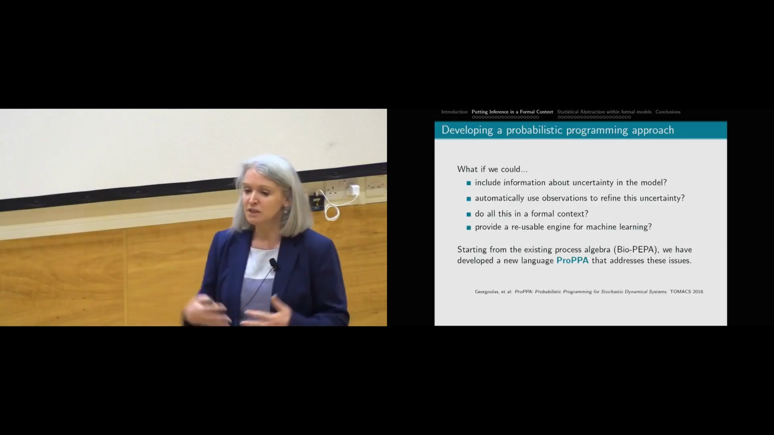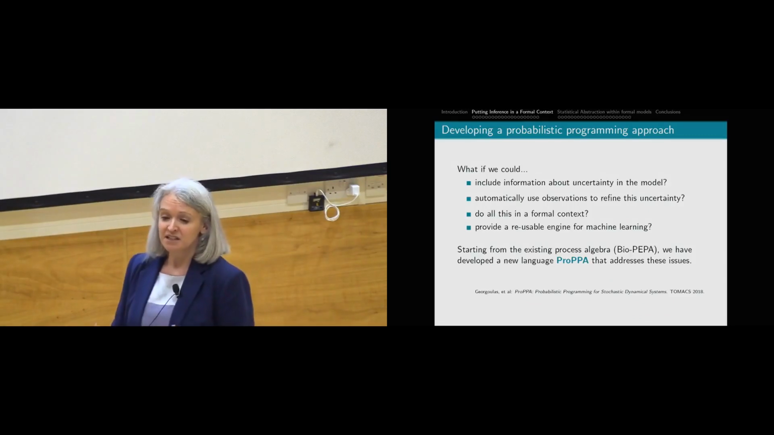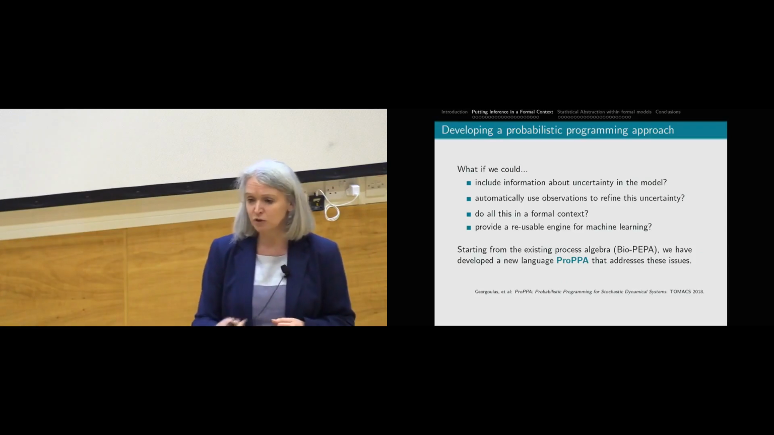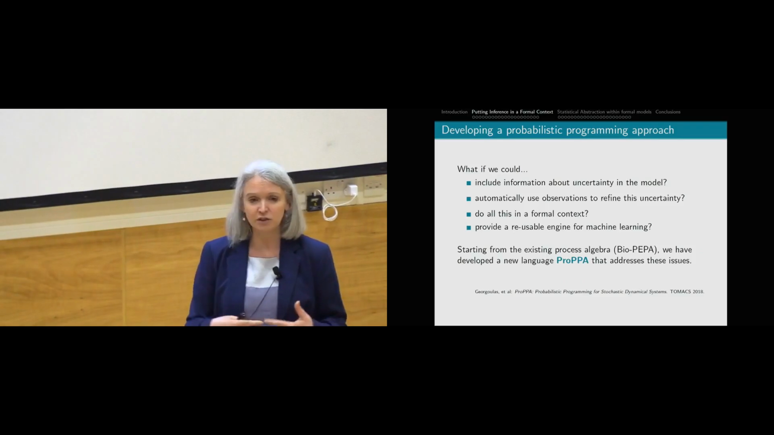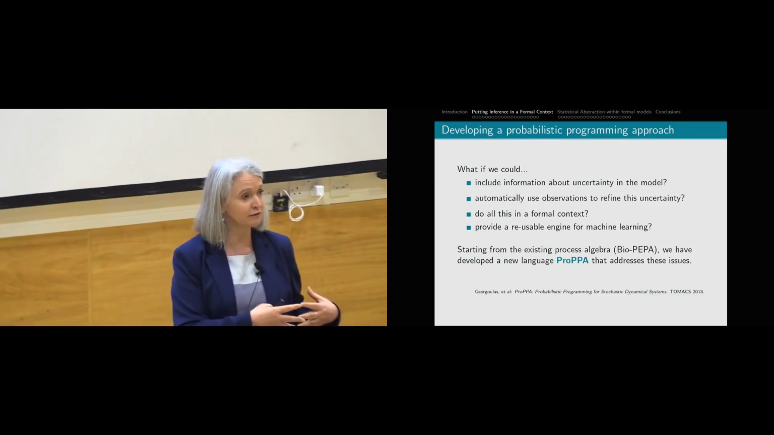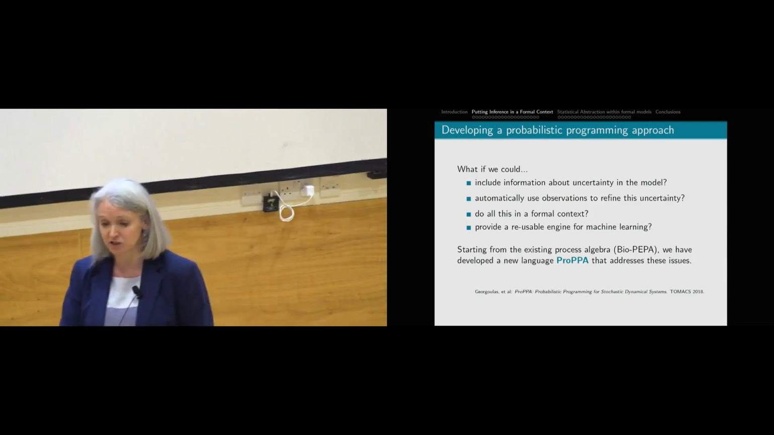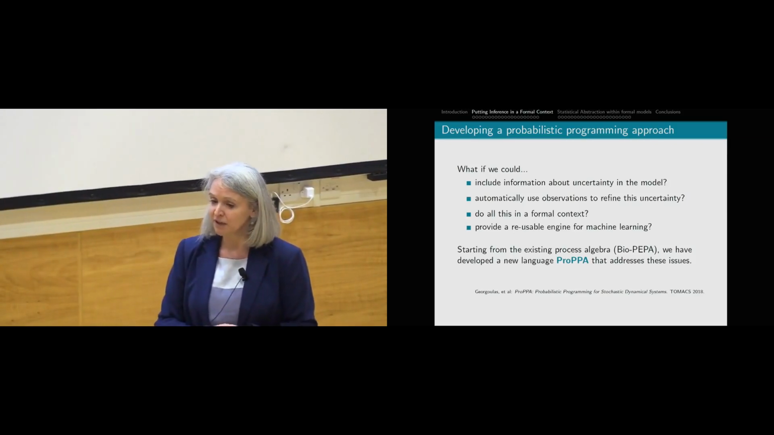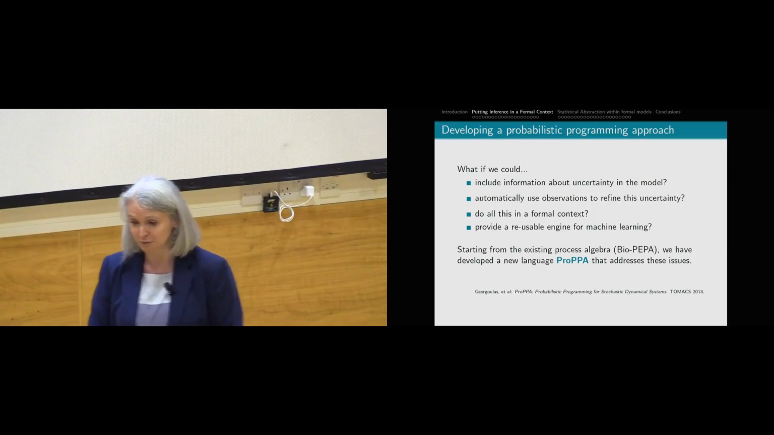So what we wanted to do was to bring these together. So we thought about, well, what about bringing something so that we can put uncertainty into our mechanistic models, and then automatically use observations to improve on that uncertainty while still doing it in a formal context so that we have a reusable engine rather than having to build a bespoke reasoning framework each time. So we took the basic process algebra biopaper and then looked at developing this new language which we call Proper, which is a probabilistic programming process algebra.